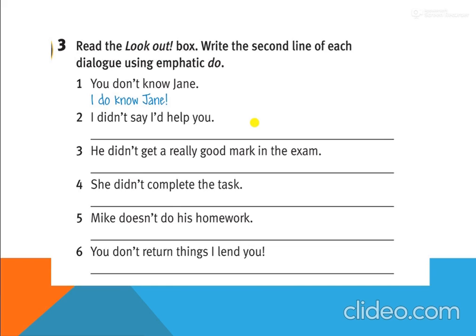Read the lookout box. Write the second line of the dialogue using emphatic do. You don't know Jane. I do know Jane. Here we have a contrasting situation, if you remember. I didn't say I'd help you. What can we say here? You have to use the auxiliary verb do, does, did, emphatic in the sentence. And remember that we have didn't.